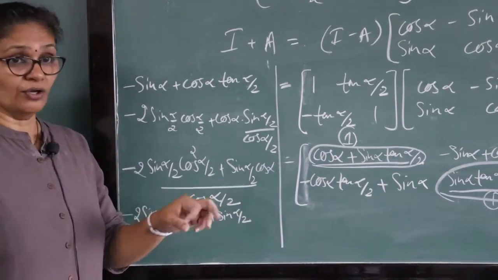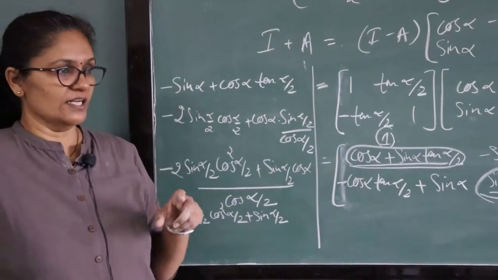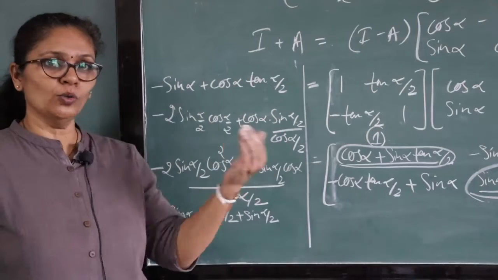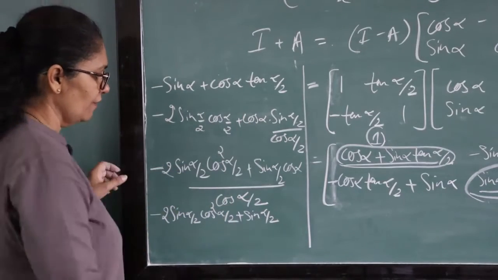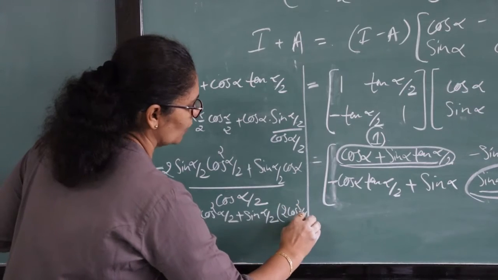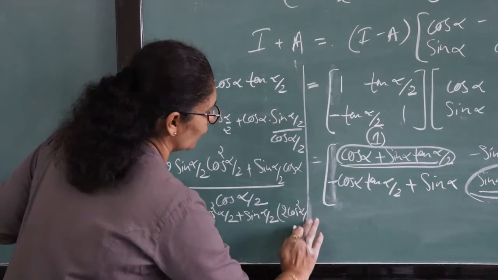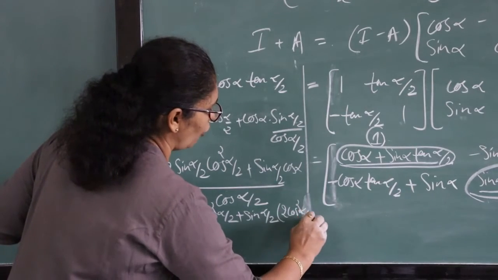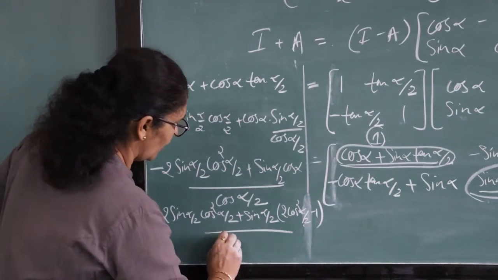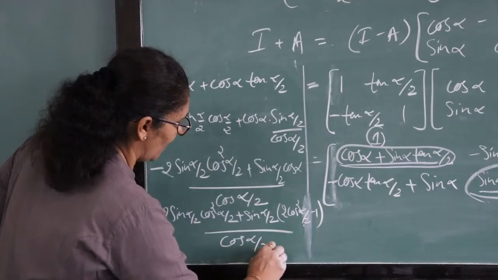Now we have 3 formulas for cos alpha. What are they? Cos square minus sine square, 1 minus 2 sine square, and 2 cos square minus 1. So here we will use 2 cos square minus 1. Why are we using this formula? Because we have to convert the question into the format of cos only, that's why. Now open this bracket and upon cos alpha by 2.